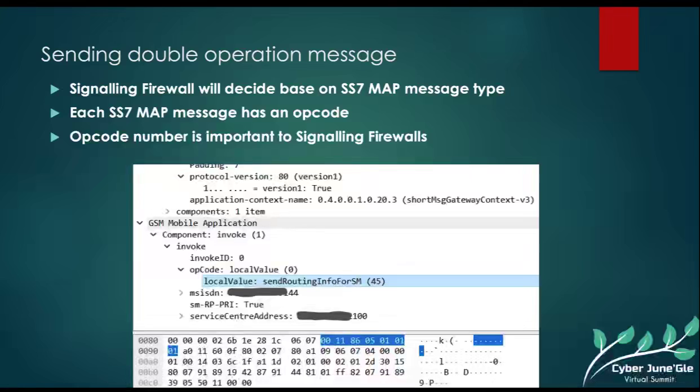Okay, sending a double operation message. Most signaling firewalls block or accept a message based on message type. Each signaling message has its own operation code, or opcode, that I mentioned before, and it's a vital number. In this picture, you can see that the opcode of send routing info for SM is 45 in this scenario.